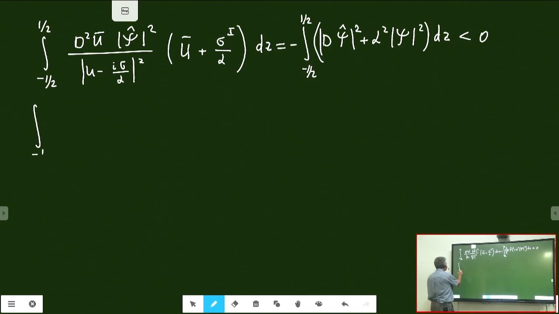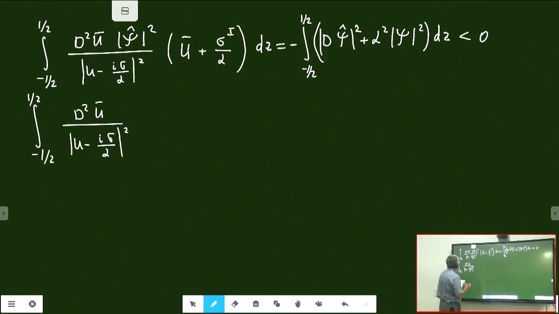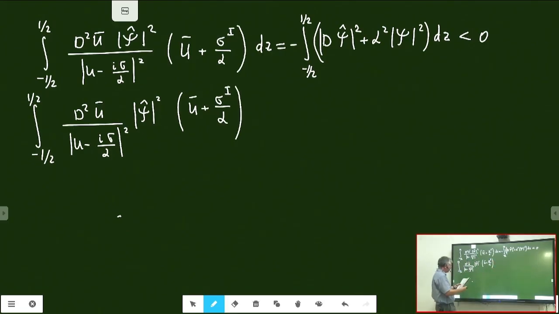I will write the same integral from -1/2 to 1/2, and I will get d squared u bar divided by u minus i sigma over alpha, squared, psi magnitude squared, multiplied by u bar plus sigma I over alpha. So it's essentially copy and paste of what I had before.